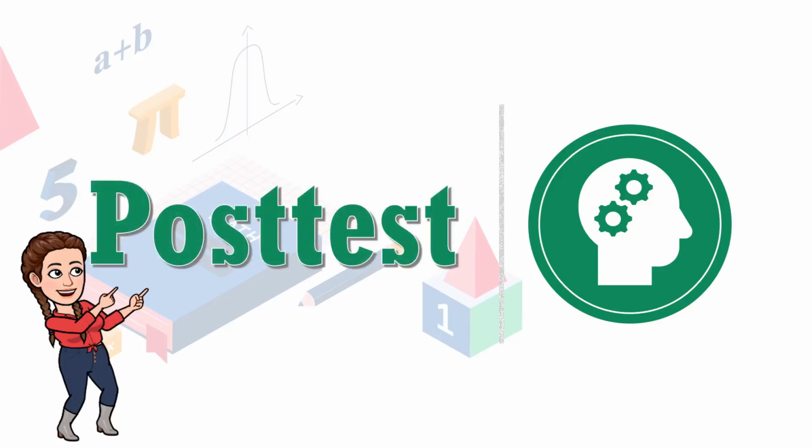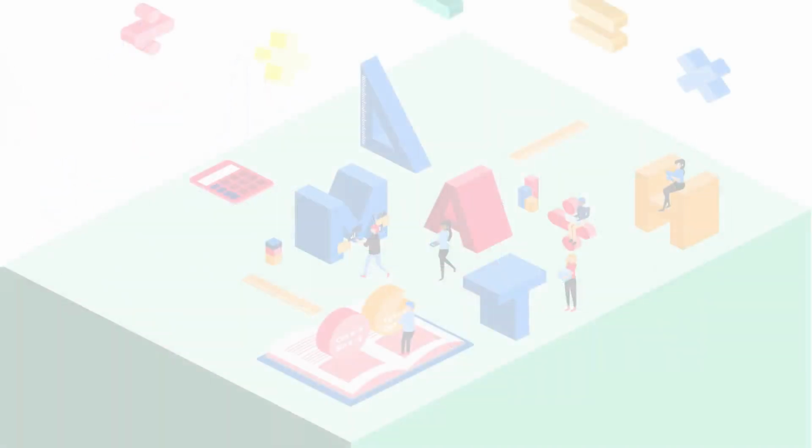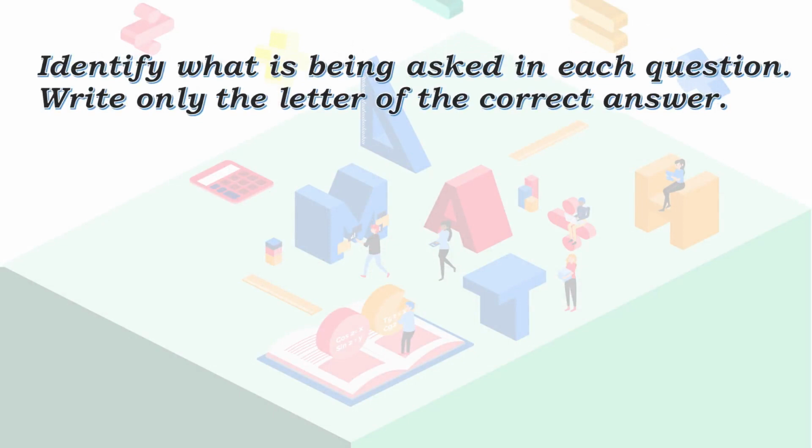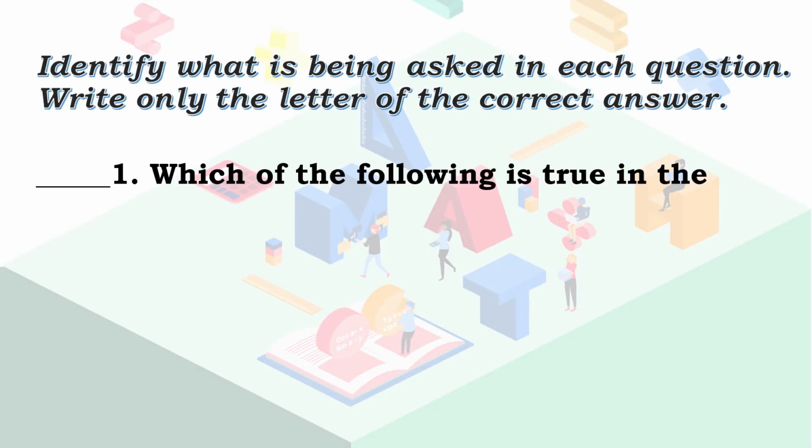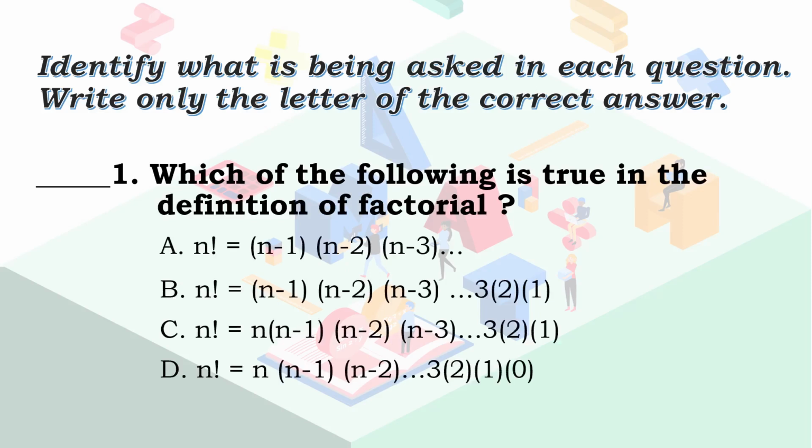Let's have our quiz to check if you learned something today. Remember that you may pause this video if you want to read the question, the choices, and the answers. Directions. Identify what is being asked in each question. Write only the letter of the correct answer. Number 1. Which of the following is true in the definition of factorial? The answer is letter C.